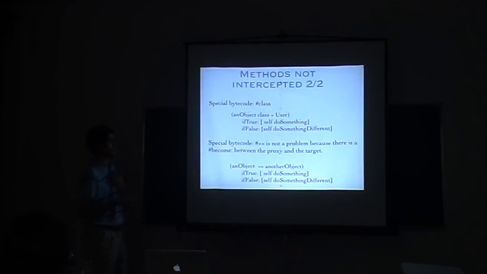Then there are even more methods that I cannot intercept. The first one is class. Class has a special bytecode, so it means that the method is not executed. So, for example, if an object was replaced by a proxy, and we have this code, after replacing an object by a proxy, this will go in a different path from what it should. So that's why we need to intercept as many messages as possible. If the proxy answers instead of forwarding, that's a problem for the client code.